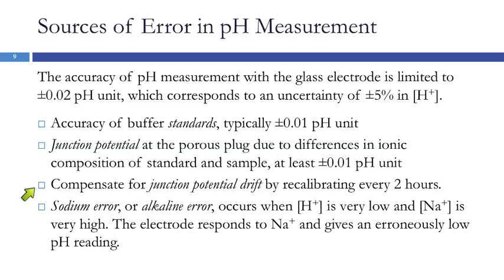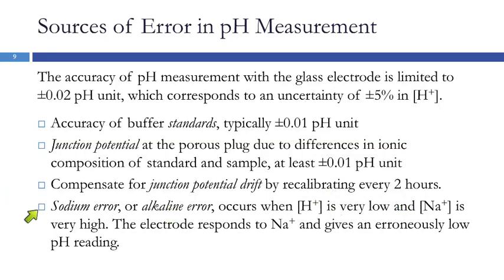Some other factors include junction potential drift. So that junction potential can drift, gradually change over time. And that's going to cause your pH measurements to drift as well. You can compensate for that by recalibrating every 2 hours.